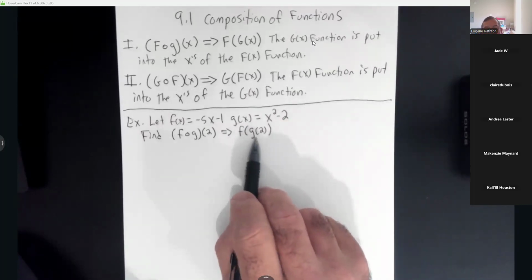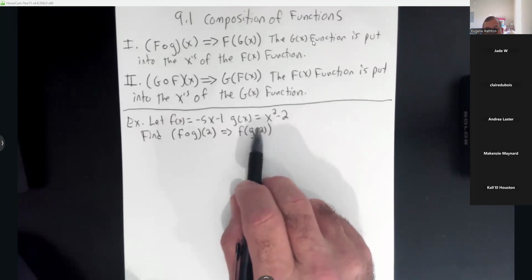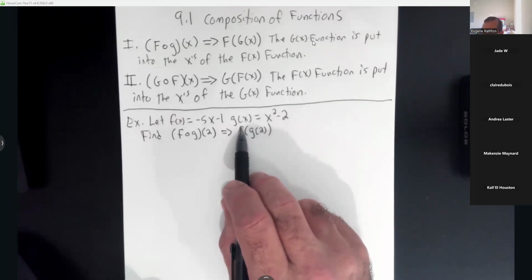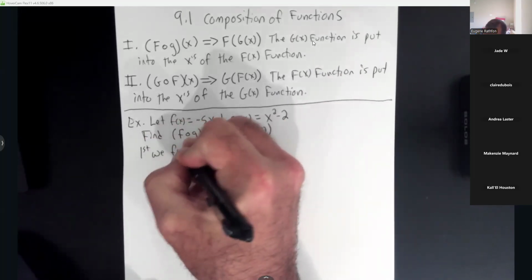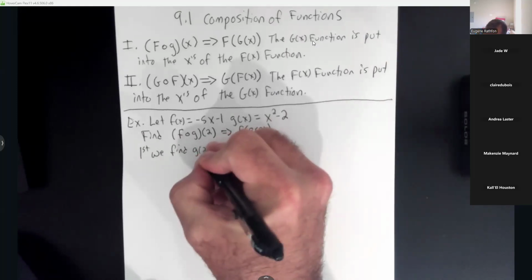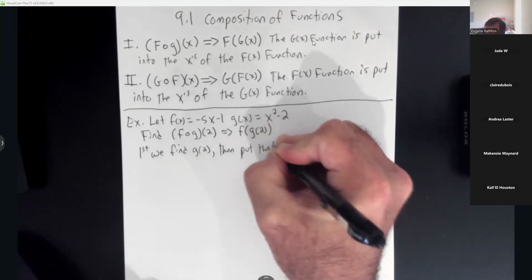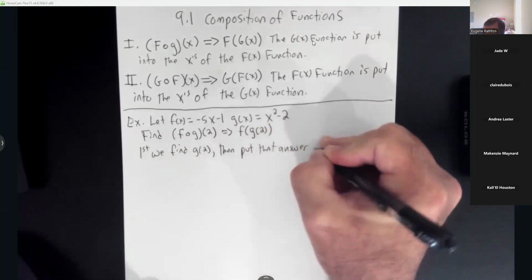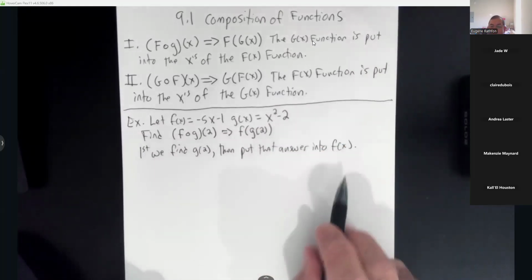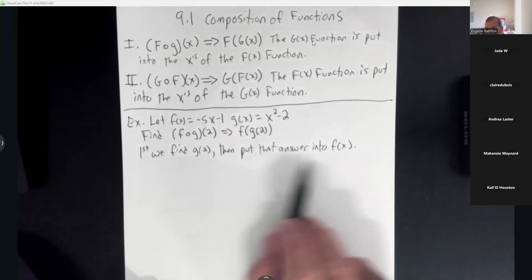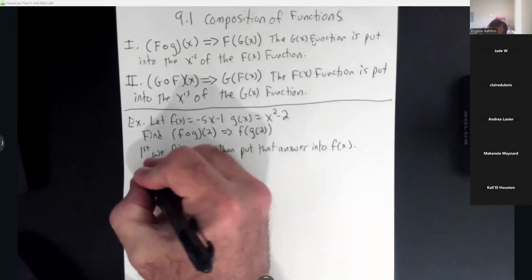So since I got a number, we're going to start with g of 2 and see what that equals. Once we get what answer g of 2 is, we're going to put that into f, okay? So first, we find g of 2. Then put that answer into the f of x. So I'll be finding f of whatever g of 2 gave me, okay? So y'all, let's do that. Let's find g of 2 first.